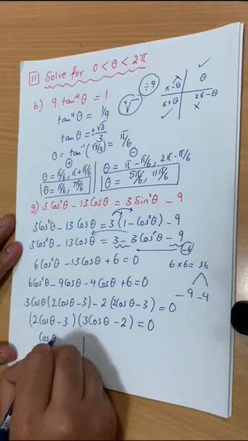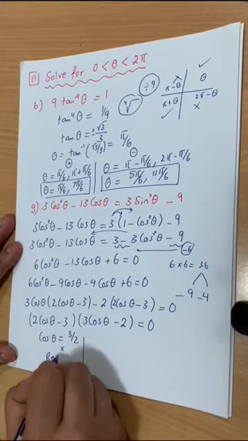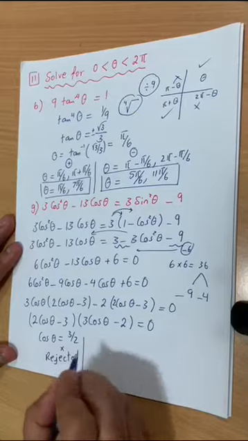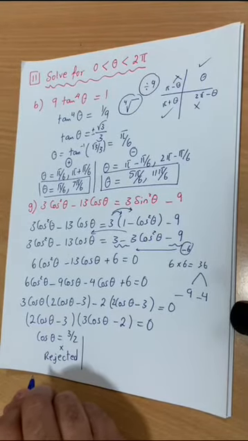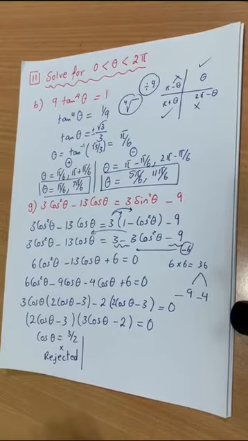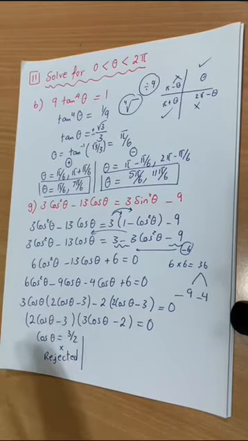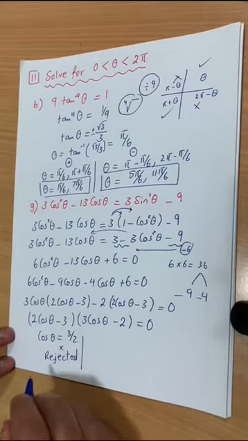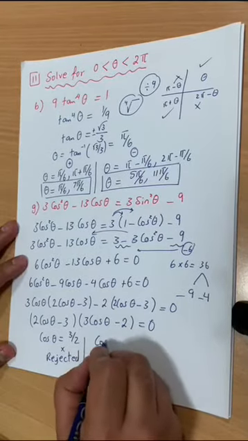Cosine theta equals 3 over 2, and directly this is rejected. Why? Because we know that the range of sine and cosine is from negative 1 to 1, which means no angle has a sine or cosine value less than negative 1 or more than 1. 3 over 2 is equal to 1.5, so there is no angle for that. It's rejected.